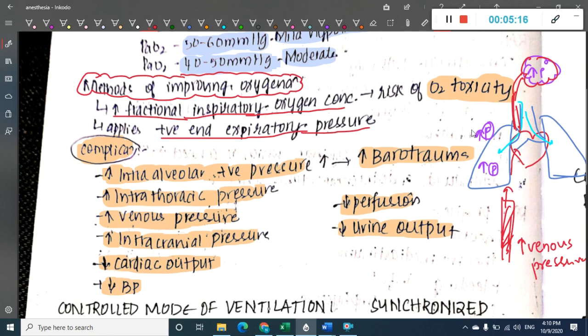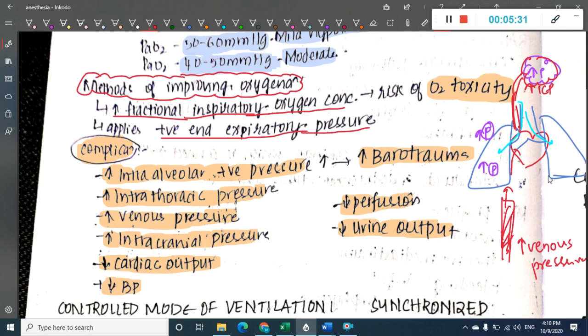Because of the increased intrathoracic pressure, this blood cannot reach the thorax because of high pressure. So blood is left in the cranium itself. So as a result, there will be increased intracranial pressure. Okay, got it, these two?